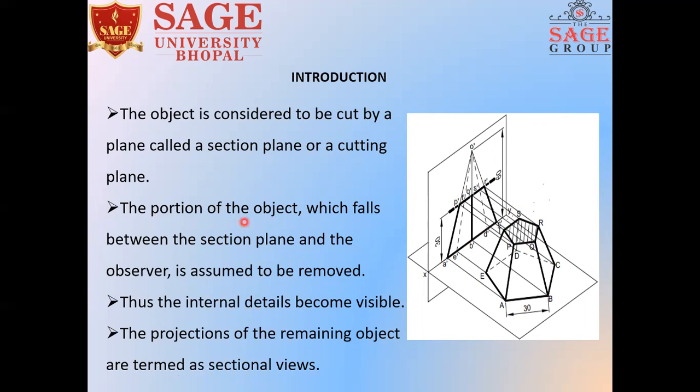And the next point: the portion of the object which falls between the section plane and the observer is assumed to be removed. Now suppose I'm using this cutter here. According to this statement, only this part will be visible. It means the portion above this cutter is removed. Now in the opposite view, we are watching, the above portion has already been removed. So do the internal details become visible? Yes, in this object our internal details are visible. The projection of the remaining object is termed a sectional view.